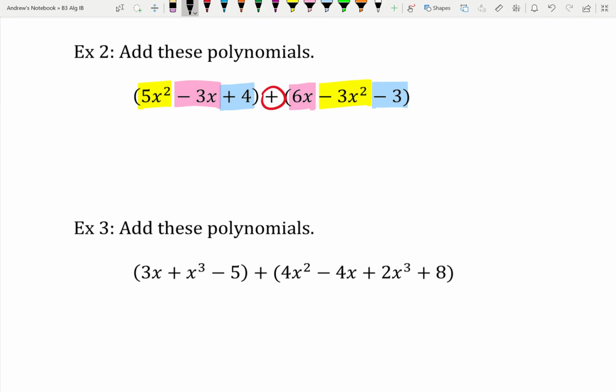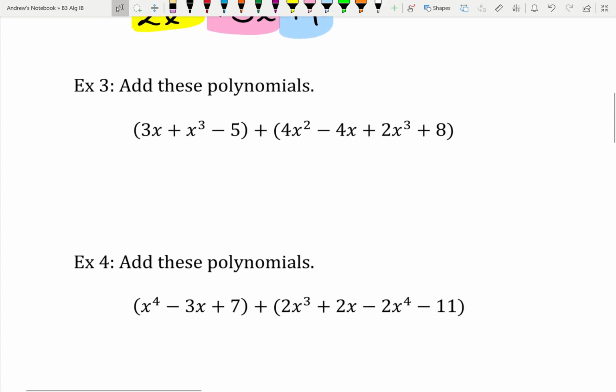So what we've got here is I'm going to take the stuff in yellow. I had 5x squareds. I took away 3 of them. I've got 2x squareds left. Sweet. For the stuff in the pink, I had negative 3x's. I added 6 on, so I'm up to positive 3x's. Cool. I had plus 4 in blue, and then I'm subtracting 3 of it. So I just have 1 left. Cool, done. That's it.